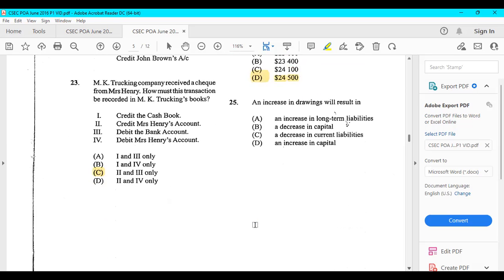Number 25, an increase in drawings will result in... if you watched part 1 of this video, then you don't even need me to answer the question here. You'll be shouting it out at the screen already. When drawings increase, our capital is being decreased, because as I said in the previous video, drawings decreases our capital account. Remember, drawings is when the owner of the business withdraws money, or any asset at all, resources from the business for his or her personal use.